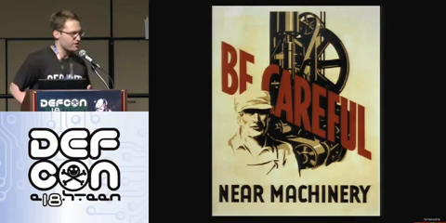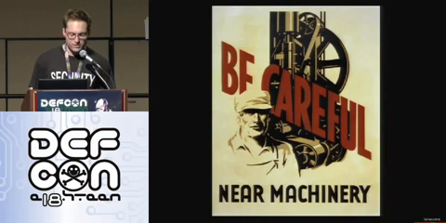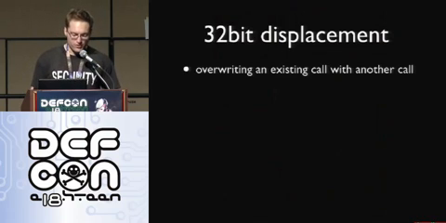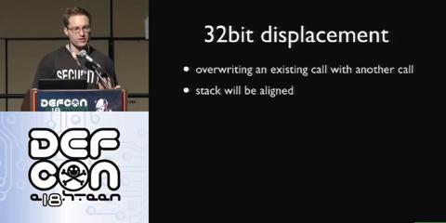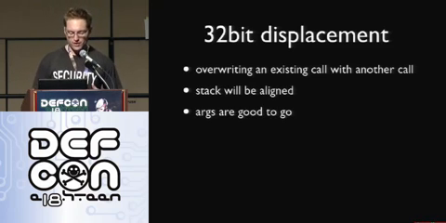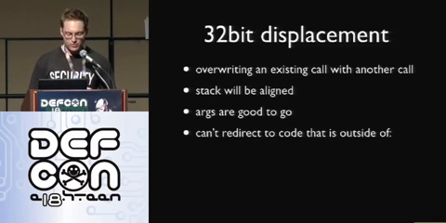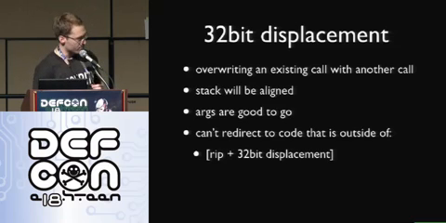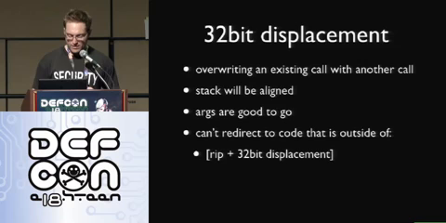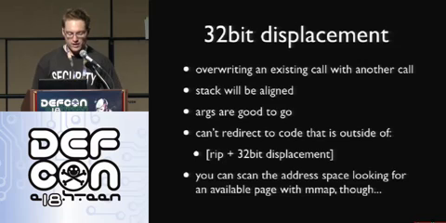Well, it turns out that it's actually a little more tricky than just that, so you need to be kind of careful. When you're dealing with the 32-bit displacement, overwriting an existing call with another call, that's fine, right? The stack will already be aligned because we were going to call a function anyway, and we're just going to overwrite with a different call, so alignment's fine, the registers are all fine, everything's good to go. But the problem is we can't redirect to code that's outside of the instruction pointer plus the 32-bit displacement, because we can only put in a 32-bit displacement. So if you're redirecting to code that's far away, you get fucked.